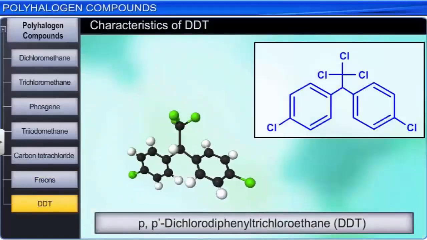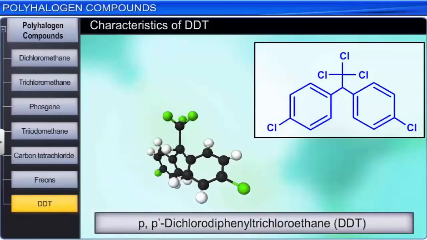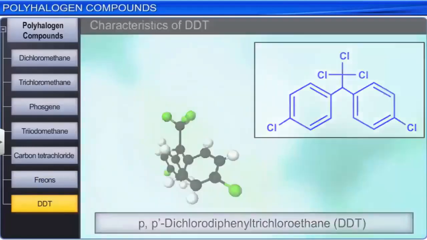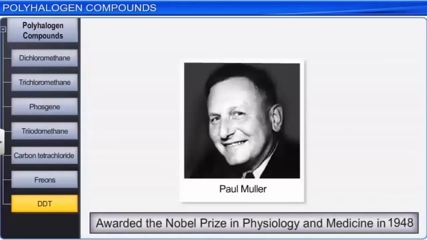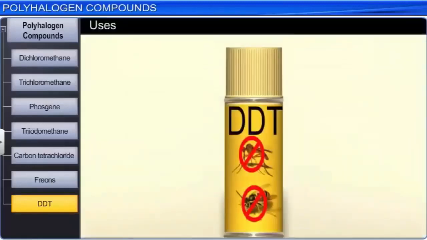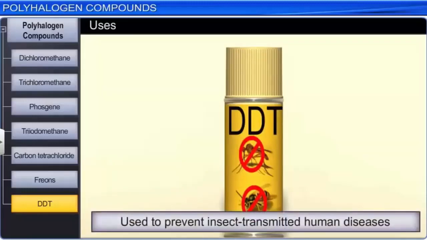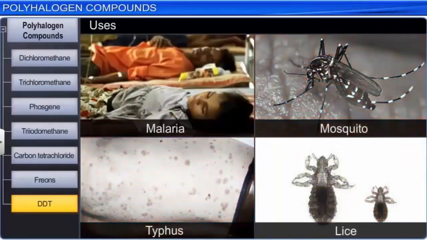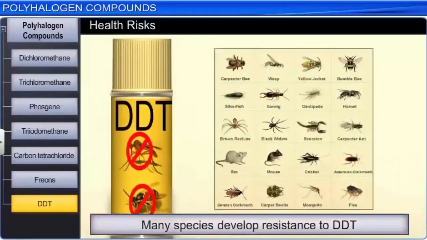The final compound that we'll discuss is known as DDT. Paul Mueller was awarded the Nobel Prize in Physiology and Medicine in 1948 for his discovery that DDT could be used as an insecticide. DDT has been used to prevent insect-transmitted human diseases such as malaria, spread by mosquitoes, and typhus, spread by lice. However, many insect species develop resistance to DDT, limiting its effectiveness.